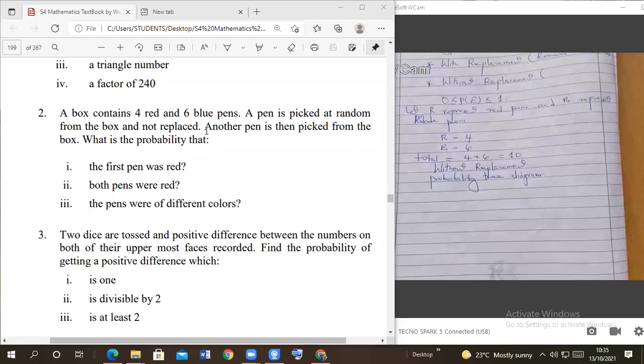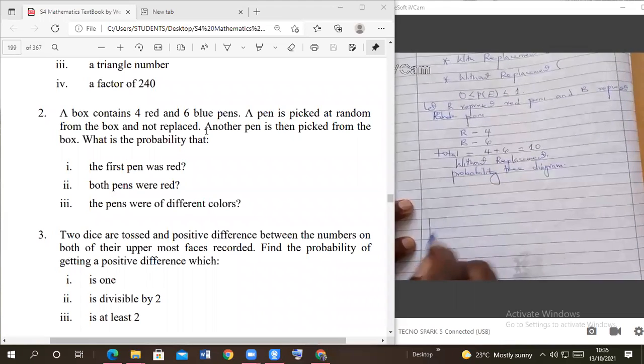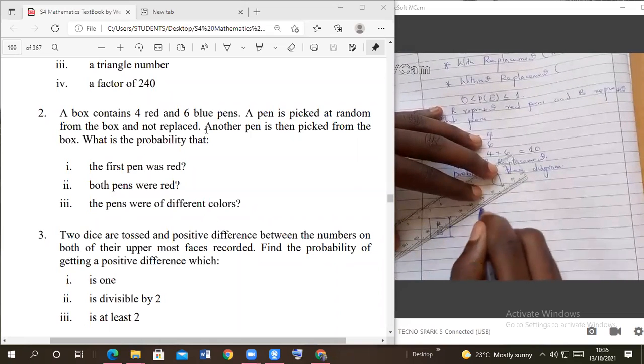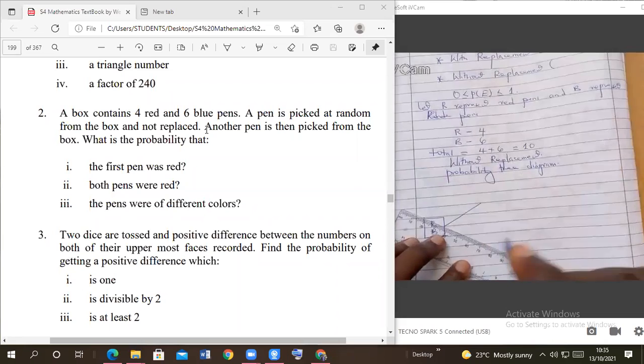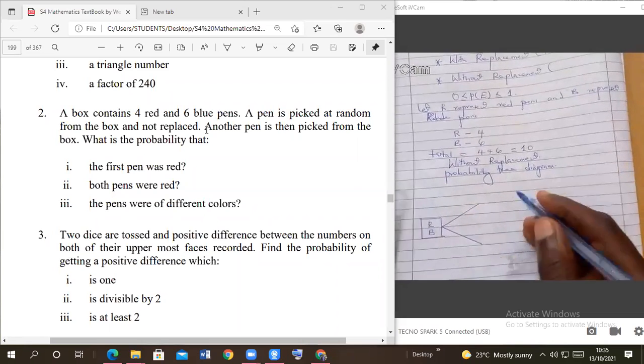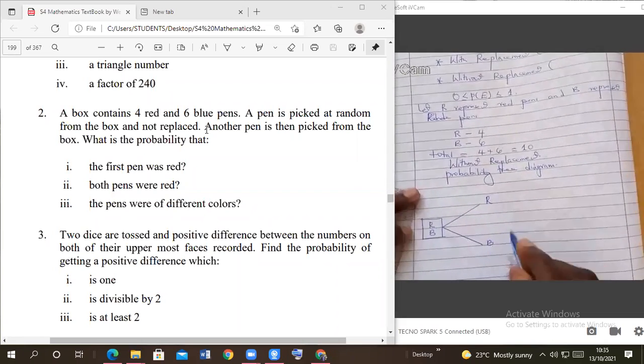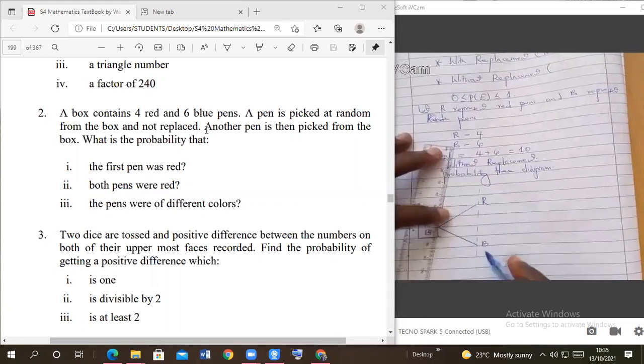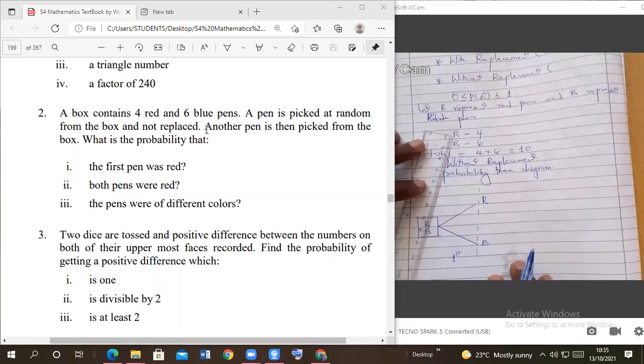Can we start drawing the probability tree diagram? So the box is there. Be smart: we have red and then blue. This was the first picking. Be smart in drawing your probability tree diagram. This is red, this is blue. That is our first picking, and we separate it by that line to show that this is the first one.